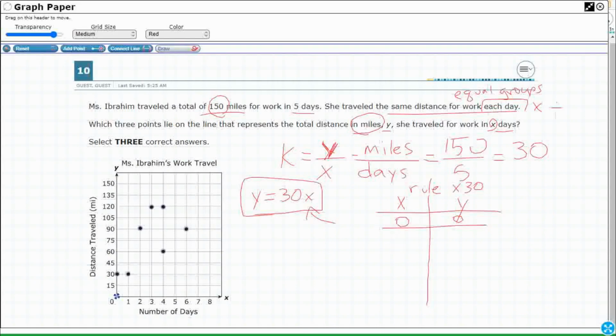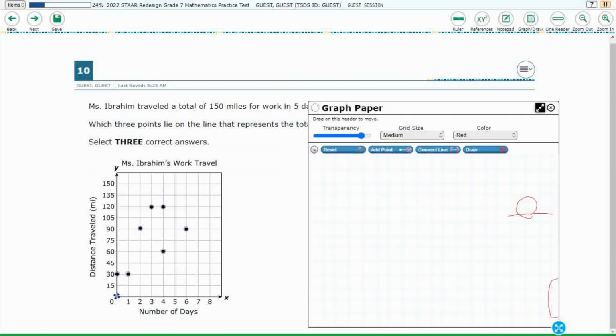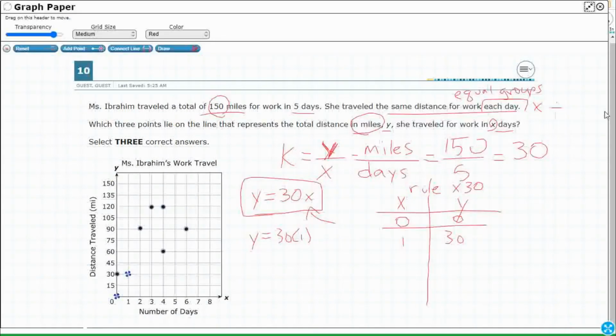So what if I plug in a 1? Well, that's going to be y equals 30 times 1. That's just 30. 1, 30, I've got it right there. So look, I've got 2 of these points right there. So let's see if the next one is as simple as 2.